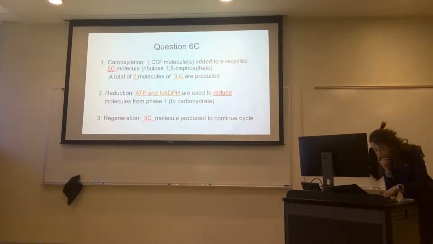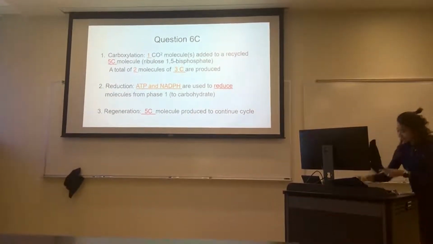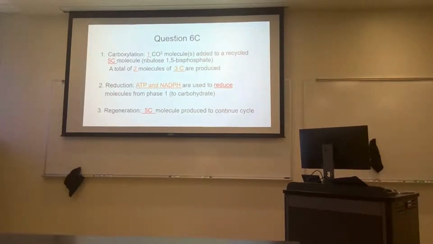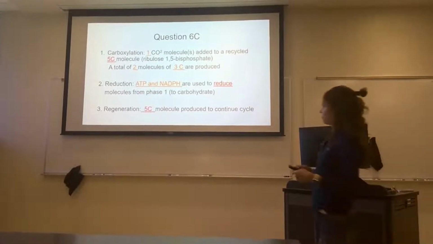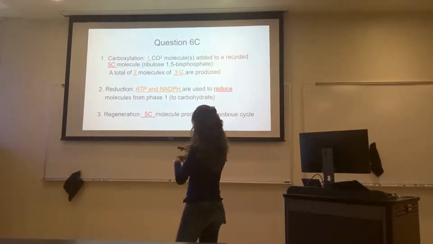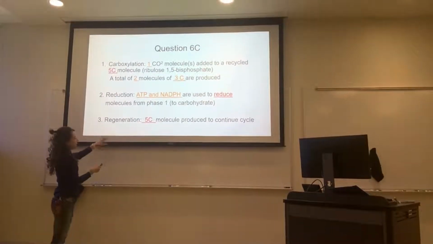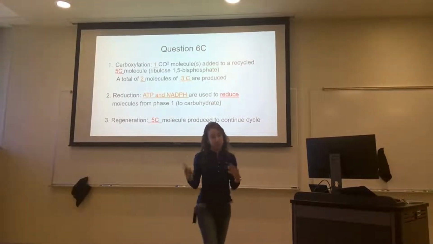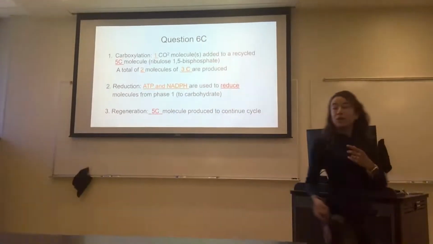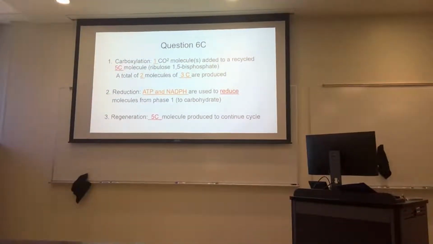And finally, in the list. So you have 1 CO2 from the atmosphere joining a 5 carbon molecule. And then that gives you 2 molecules of 3 carbons. They are reduced to carbohydrates. And then you have to regenerate that 5 carbon molecule to continue this. So that means that from all this cycle, you only fix 1 CO2 into 1 carbon of sugar. Why?